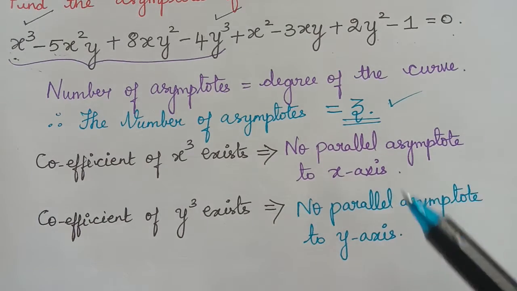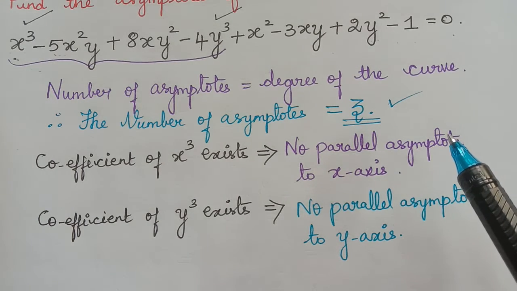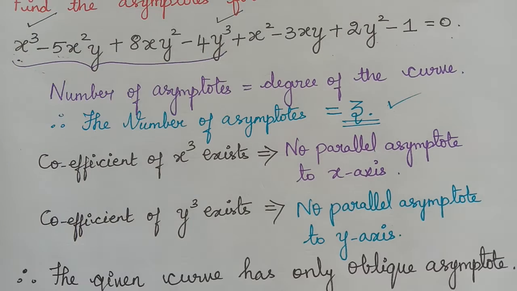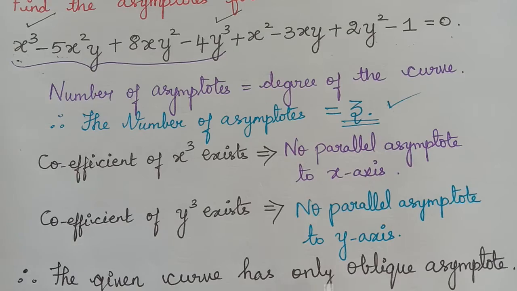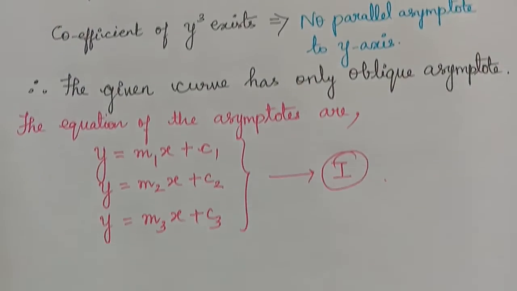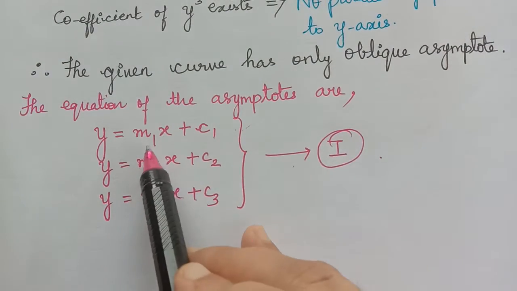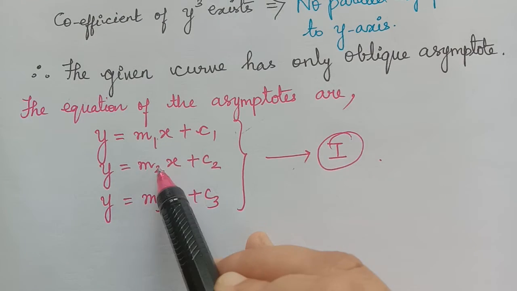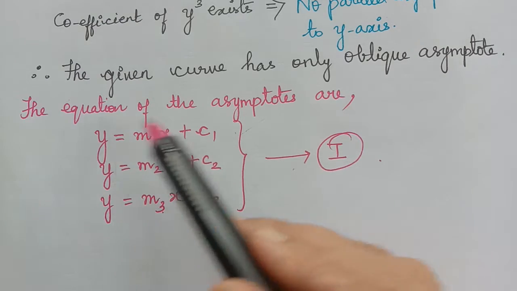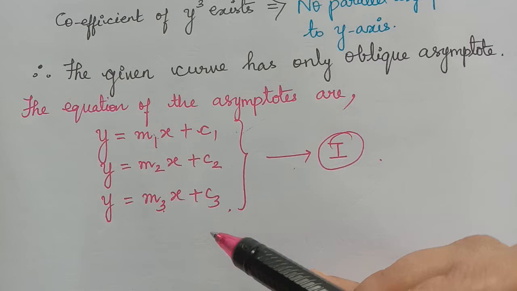And before that, because there are no parallel asymptotes to the given curve, the asymptotes for the curve are only oblique asymptotes. So let us write that also. So therefore the given curve has only oblique asymptotes, and the equations of the asymptotes are given here. So we have 3 equations of the asymptotes in which we have to find the values of m1, m2, m3, and using the values of m1, m2, m3, we have to find the corresponding values of c1, c2, c3. So let us do that now.